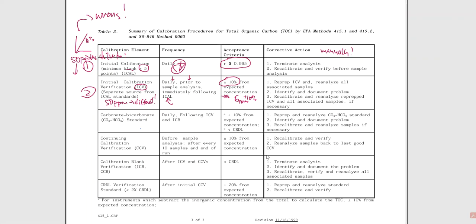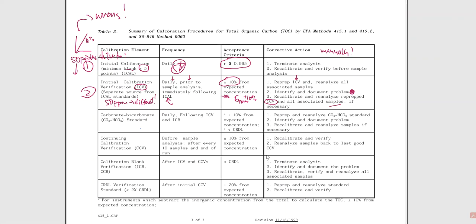Notice it says, if things don't work out, re-prep the ICV. Reanalyze everything if needed. Identify and document the problem. Oh, documentation rules. We'll talk about that in modules. Then it says recalibrate and reanalyze the re-prepped ICV all over again. Hopefully everything goes smoothly this time. And then if it does, move on to your samples.